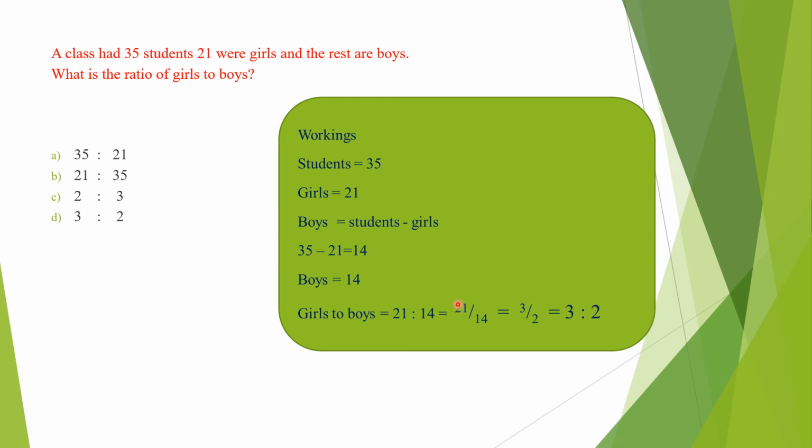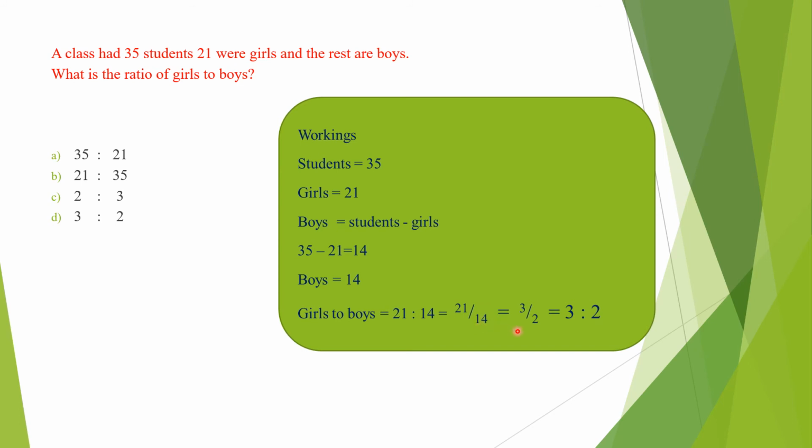Hence, we write it as a fraction first, because we are going to do something with it. As usual, the first number represents the numerator. The second number represents the denominator. Hence, we have here 21 over 14. To reduce this to the lowest terms, what we do is again divide by the highest common factor. In this case, the highest common factor is 7. 7 is the highest number that can go into both 21 and 14 without leaving a remainder.